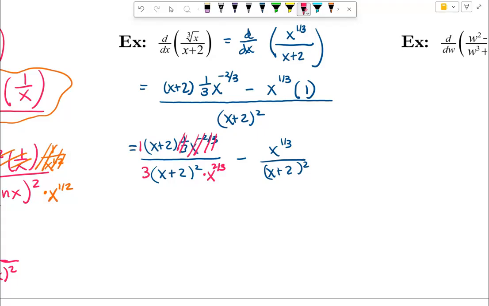All right, on my other fraction that resulted from my other term in my numerator, there's not a lot to do there right now. So if I clean this up, I have x plus 2 over 3x to the 2/3 power times x plus 2 squared minus x to the 1/3 power over x plus 2 squared. So now that we've dealt with our negative exponents and we got rid of our fraction within a fraction, our goal is to get common denominators.